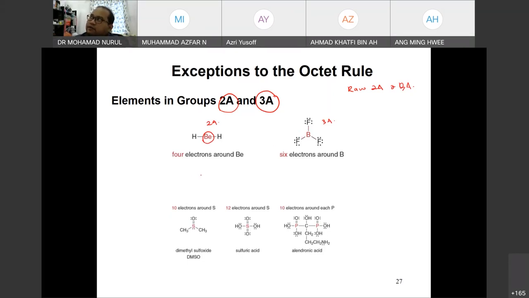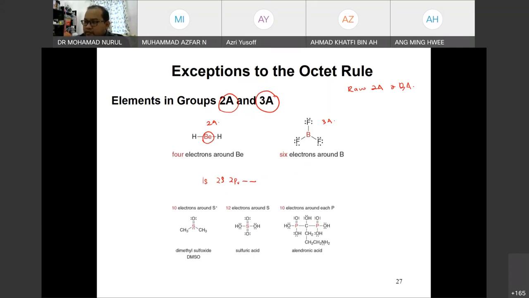It means they have 1s, 2s, 2p, this one, 2px only, and they have 2 empty orbitals. But if we fill an electron there, we have to put the charge.